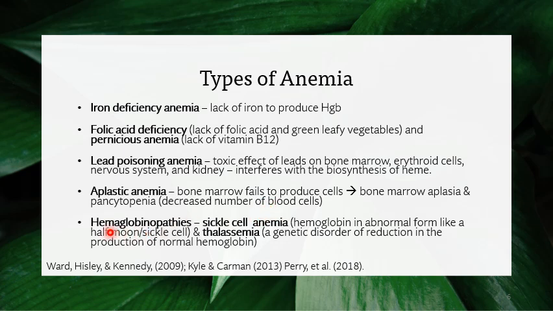We also have what we call hemoglobinopathies, where the size or the form of the red blood cell has a problem. So we have sickle cell anemia, where the hemoglobin is in an abnormal form like a half moon or a sickle. And we also have thalassemia, which is a genetic disorder with reduced production of normal hemoglobin. So instead of producing a normal round red blood cell, the form of the thalassemia red blood cell is different.